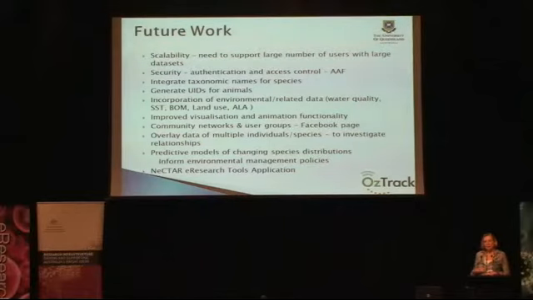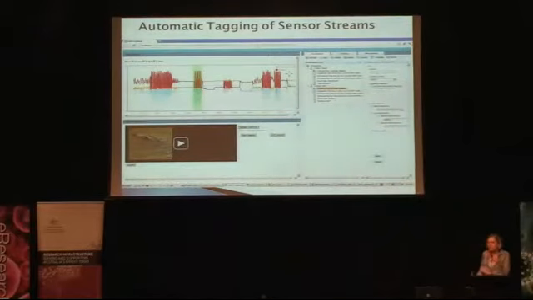enable overlay of data from multiple species or multiple animals, and develop predictive models for how the species distributions change over time. And all of this work, I'm just putting in a plug, we've got a Nectar e-research tool application to do some of this work. And I just wanted to finish on this diagram.